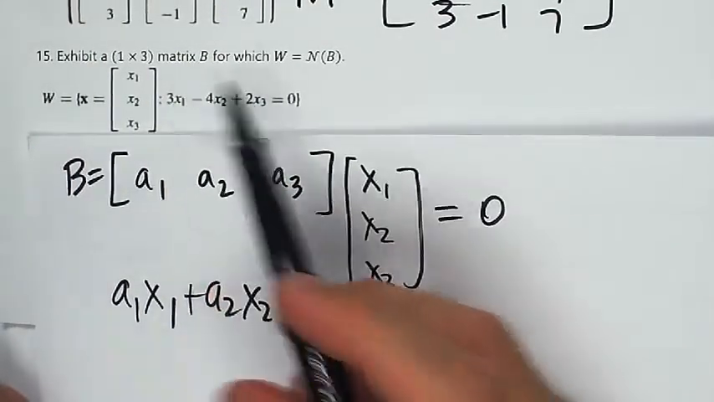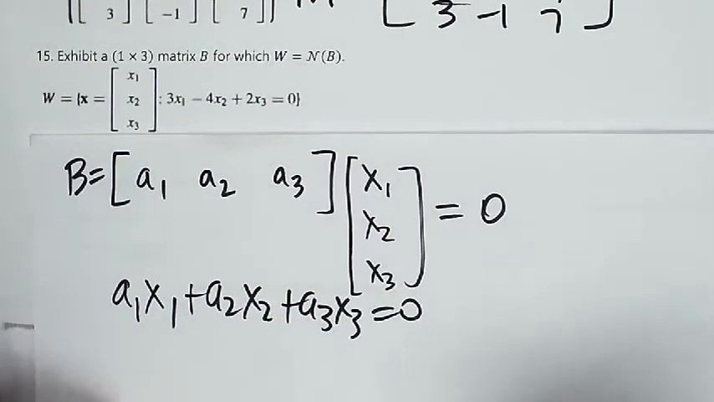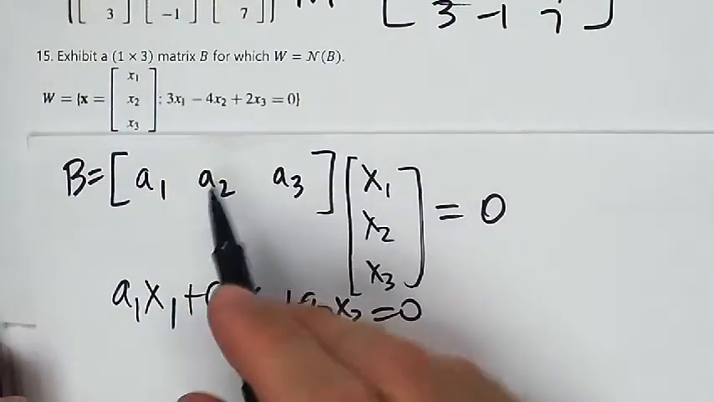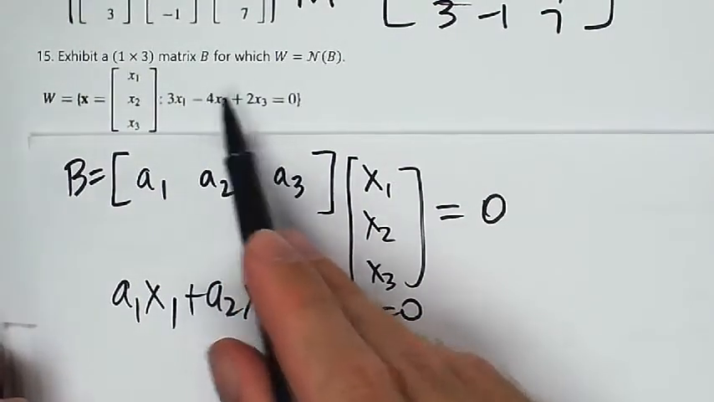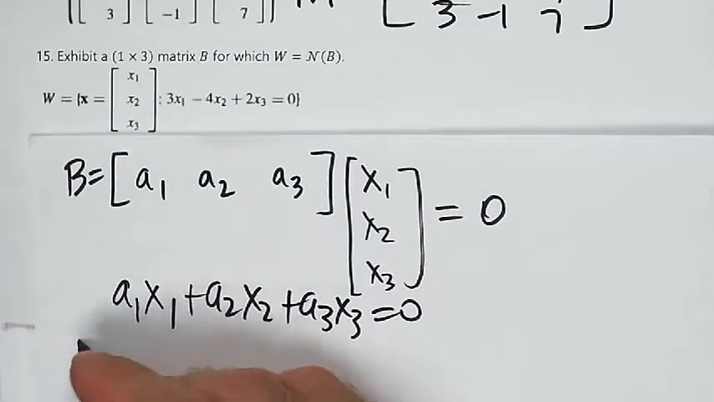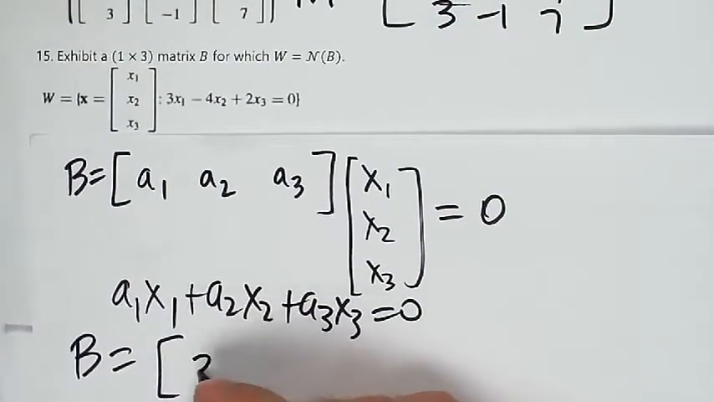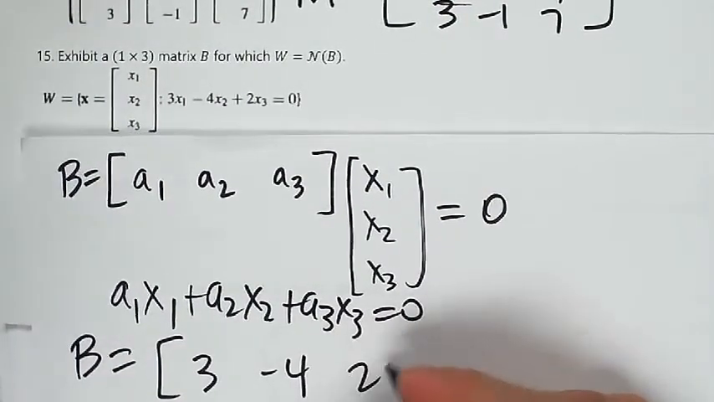But they're telling me that 3x1 minus 4x2 plus 2x3 has to equal 0. So I feel like that's got to be A1, that's got to be A2, and that's got to be A3. I'm just going to exhibit that matrix: 3, negative 4, and 2.